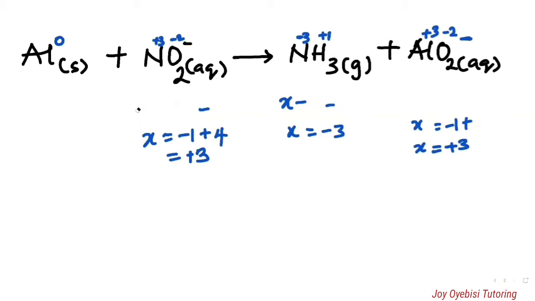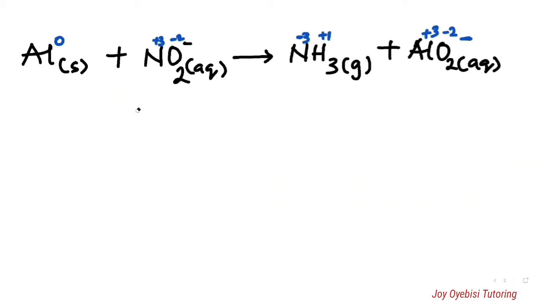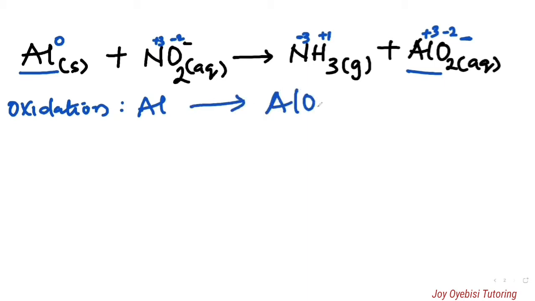All right, now looking at this, the individual oxidation states, we can say that aluminium here was oxidized. We have 0 here and we have +3, which means that that element was oxidized on this other side. So our oxidation half reaction is going to be aluminium to give us AlO2 minus.